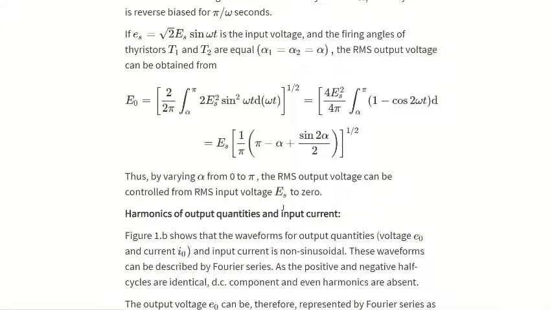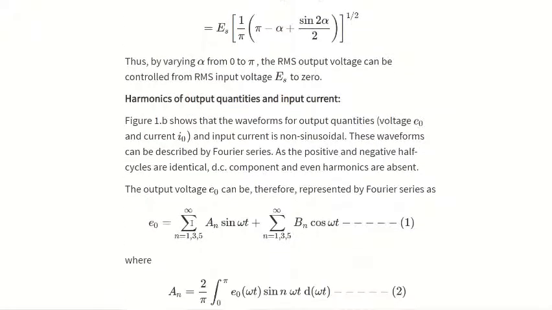where Es is your RMS input signal, right? So by varying alpha between 0 and pi, the output can be controlled from RMS input voltage Es to 0. So here, as we can see, the output is completely AC controlled. Okay, so there will be harmonics of the output quantities which can be measured, or which can be calculated using the Fourier series.